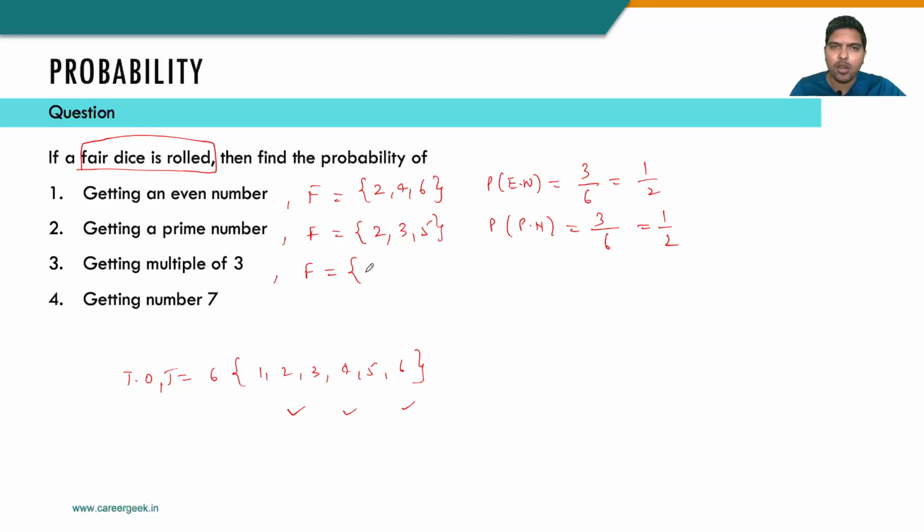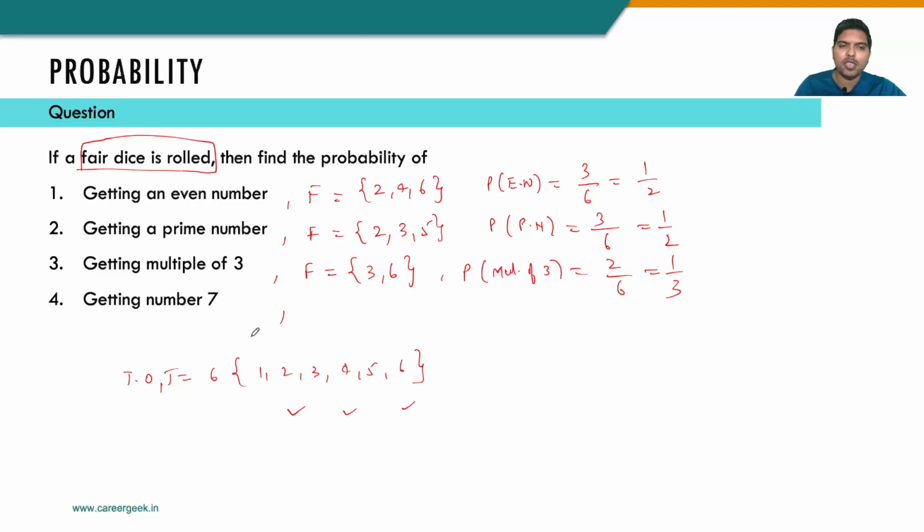Getting a multiple of 3. So what are the multiples of 3 we can see? 3 and 6. So the probability of a multiple of 3 is 2 out of 6, or 1 out of 3.